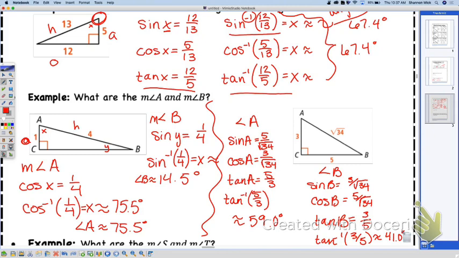So for A, you should have got approximately 59 degrees, and it rounded to 59.0. And then for B, you should get approximately 31.0. It should be 30.96, which would round all of it up. So do I have to make sure I round correctly? Yes.